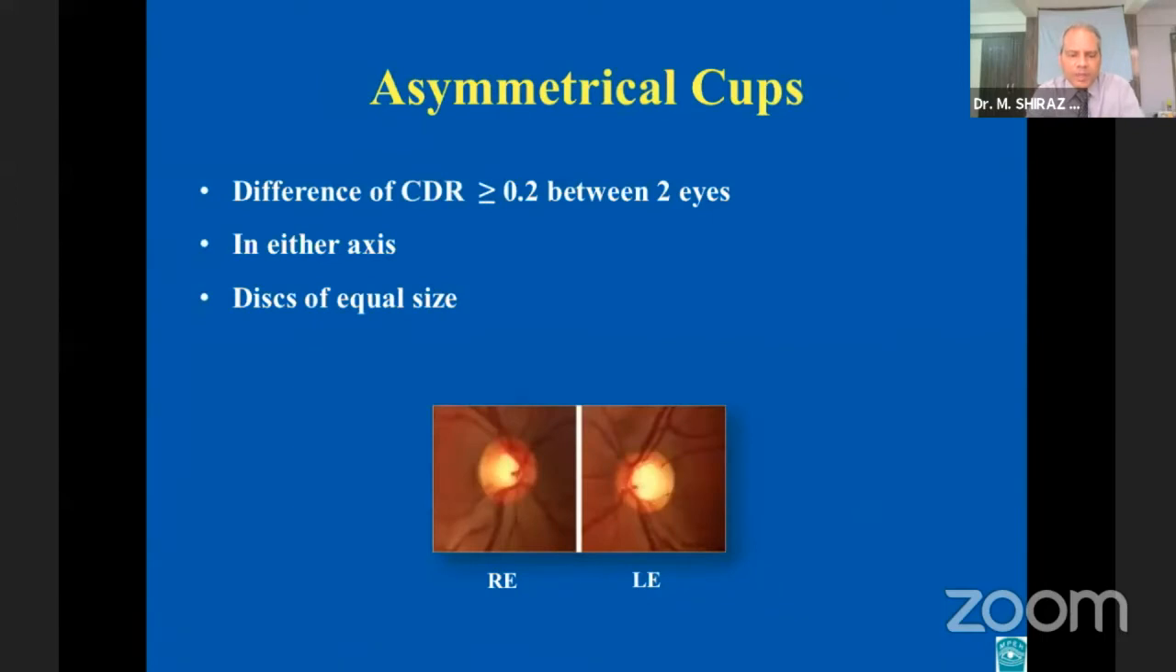If there is a difference of cup disc ratio of more than or equal to 0.2 between the two eyes in either axis, horizontal or vertical, the cups are said to be asymmetrical. But one important criterion needs to be fulfilled before labeling the cups asymmetrical, and that is the optic discs of both the eyes should be of equal size.